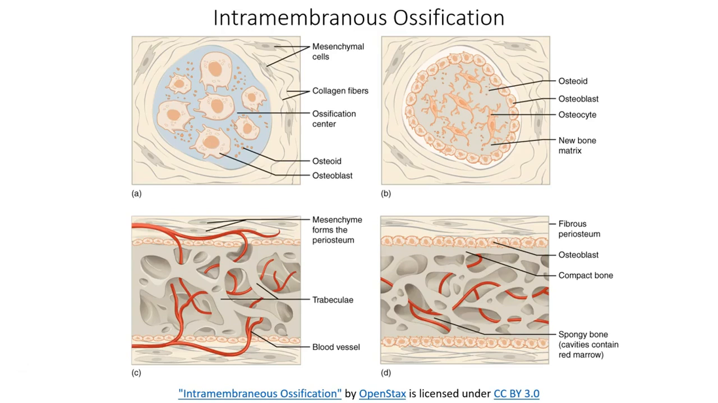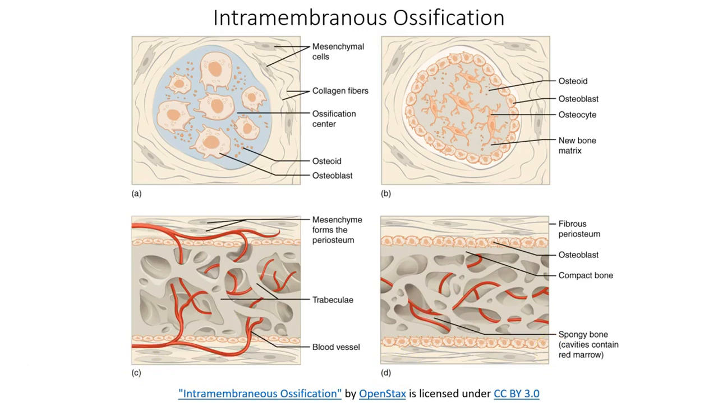going to look just a little bit different depending on what type of tissue that we're developing, but these upper two pictures are mostly representing the compact bone development, but it's going to be a very similar process for spongy bone, which we see diagrammed further down here in panels C and D of these images.